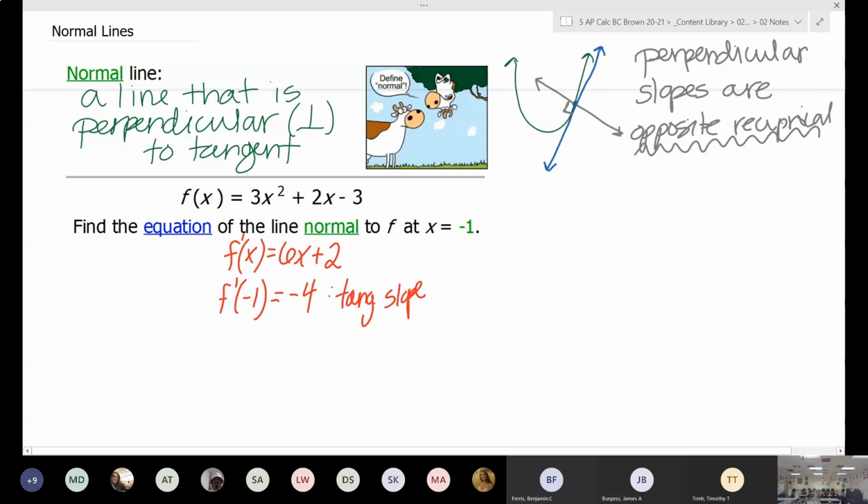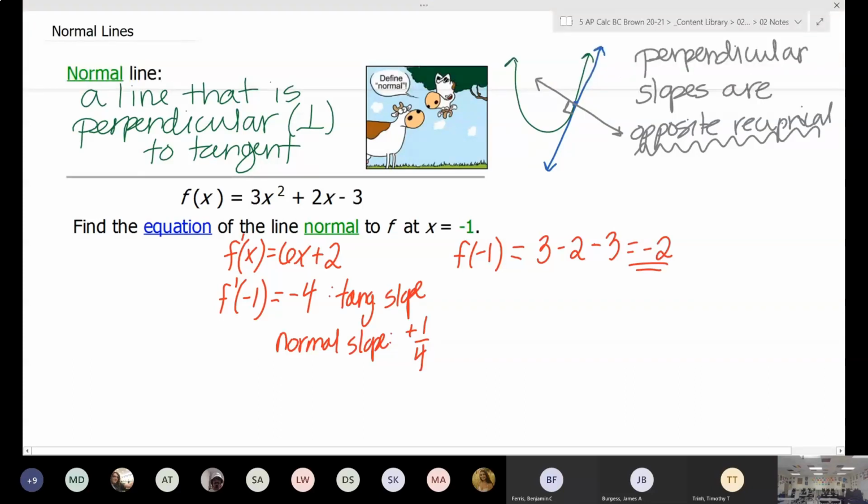Since we're looking for the normal line, the slope is going to be the reciprocal of that and change the sign. Well, the reciprocal of 4 is 1/4. This was negative, so the normal slope would become positive. And then we still need a y value. Again, the y value is always going to come from the original function. So that's going to become 3 minus 2 minus 3, which is just going to give you -2.